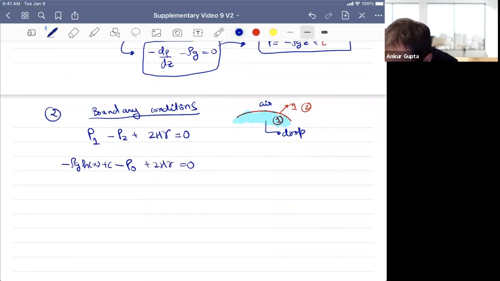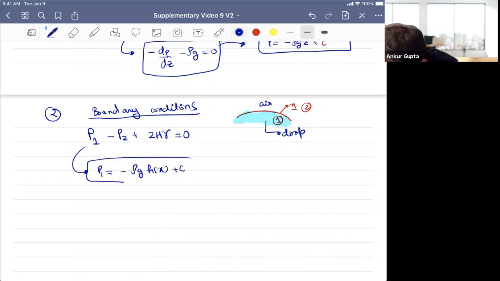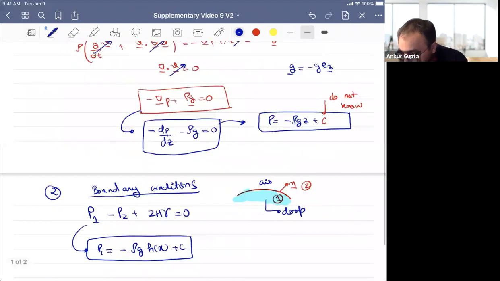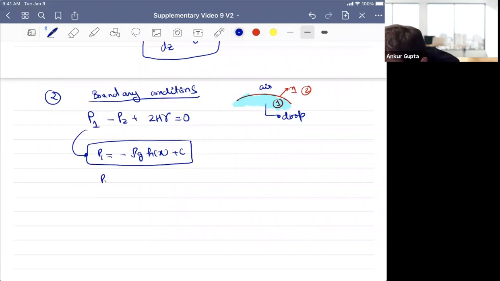Essentially, let me write this equation a little bit more cleanly. Note that P1 is minus rho G H of X plus C. And C we still do not know. And note that I'm not doing anything fancy here. All I'm saying is that minus rho G Z is the pressure inside a drop. And when Z is equal to H of X, which is the shape of the drop, which I do not know, it is varying with X. Whenever we have the interface, that's where we want to apply the balance. So this is my balance, and then P2 is P naught.